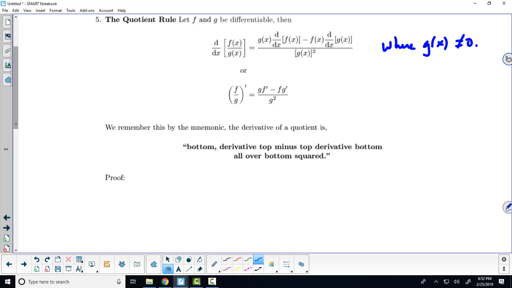If we call f the top and g the bottom, then we would have the bottom function times the derivative of the top minus the top function times the derivative of the bottom all over the bottom function squared.